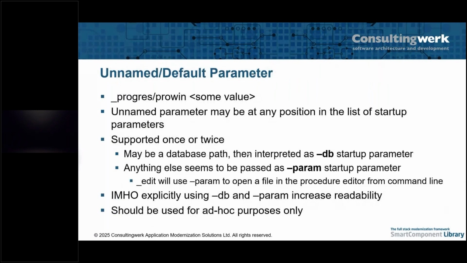There is the possibility to use an unnamed or default parameter if you start underscore progress or prowin with just one value without a minus. Then, depending on the value of the parameter, it's interpreted either as a database or the minus param. So if you say underscore progress space sports2000.db, it's trying to connect to the sports2000 database. If you say underscore progress test.p, it's parsing it as the minus param startup parameter, and the procedure editor will use the minus param startup parameter to open the file.